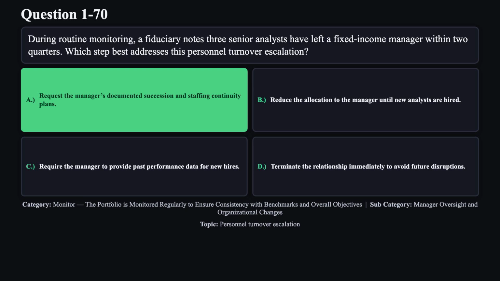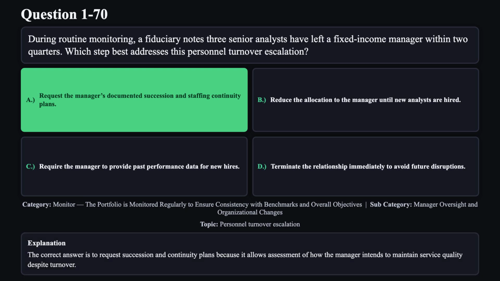The correct answer is A. The correct answer is to request succession and continuity plans because it allows assessment of how the manager intends to maintain service quality despite turnover.